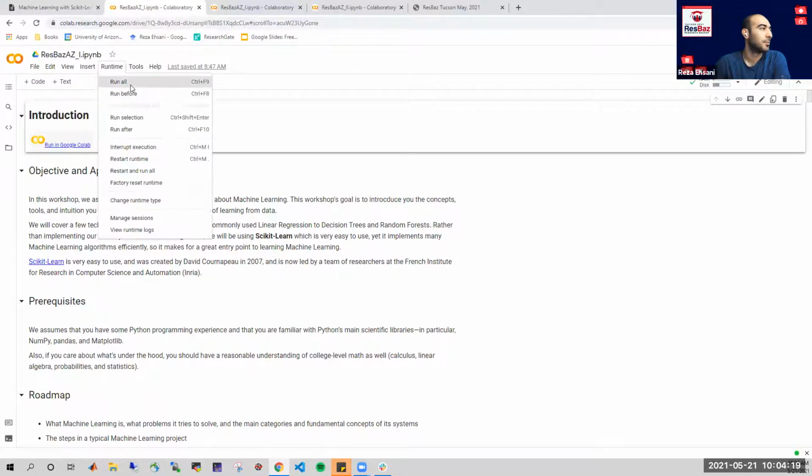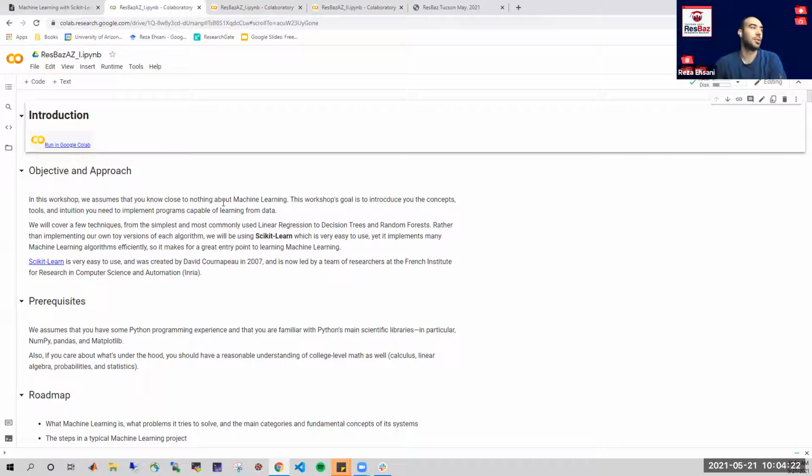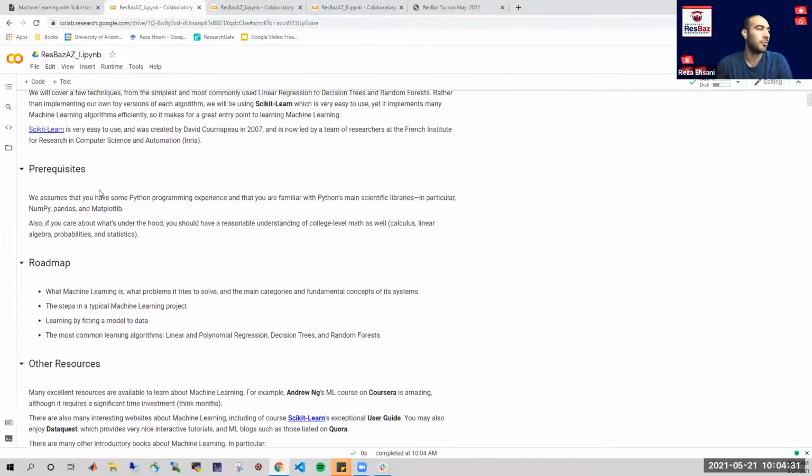Okay, so let's start. As I mentioned, the objective of the workshop is to introduce you to machine learning concepts using Scikit-Learn. For the prerequisites, I assume that you are familiar with the Python programming language, and that you have experience working with scientific libraries of Python, such as NumPy, Pandas, and Matplotlib. You should also have a little mathematics and probability background in order to understand what is under the hood.